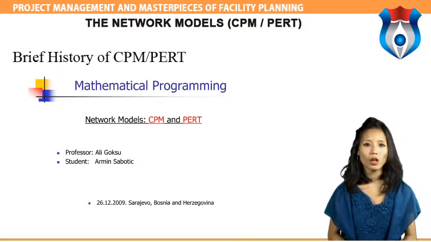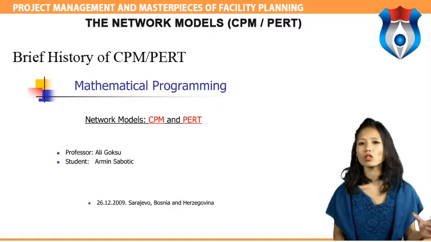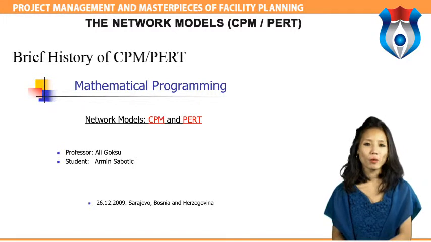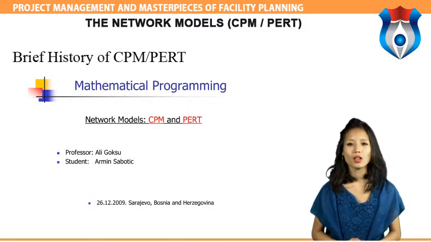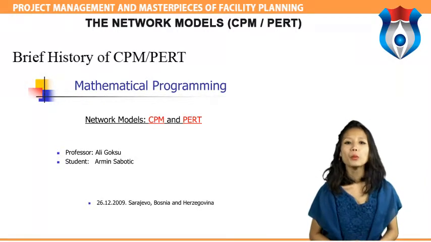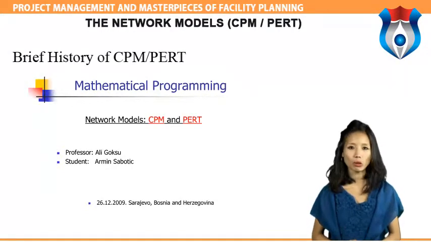UNIVAC-1 computer. The first test was made in 1958 when CPM was applied to the construction of a new chemical plant. In March 1959, the method was applied to maintenance shutdown at the DuPont works in Louisville, Kentucky. Unproductive time was reduced from 125 to 93 hours.